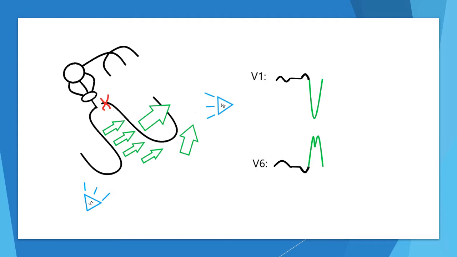And so what you'll see a lot of times in V6 is a notched, or what we call an M pattern, which I've drawn here in my illustration. You do not have to have that, but you can see that from time to time. What you're looking for diagnosis, again, is a deep S wave in V1, an upright R wave in V6 that is greater than 0.12 milliseconds.